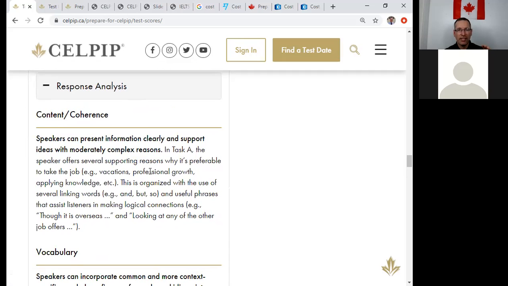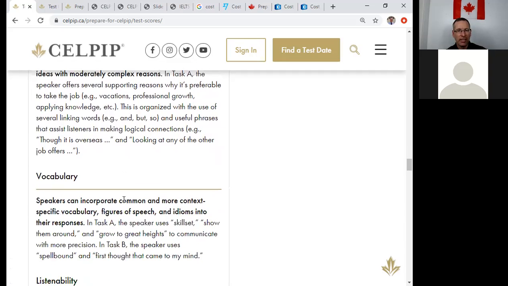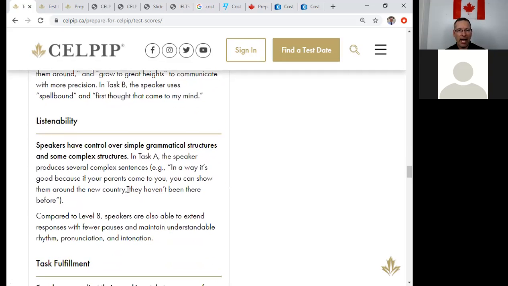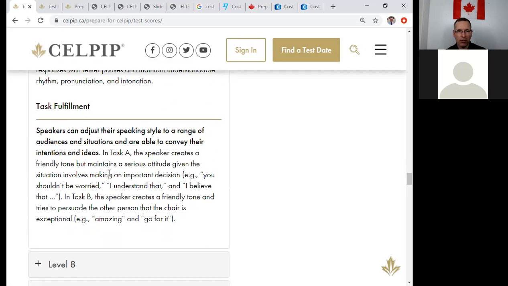And then what I help students focus on is, they respond and say what was good and what was not so good. So under content and coherence, they talk about the task, some of the words that they were using, some of the linking words, the phrases, the vocabulary, how easy it was with listenability, and how they were able to fulfill their task in giving their answers.